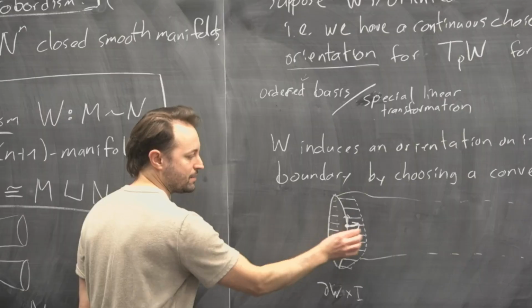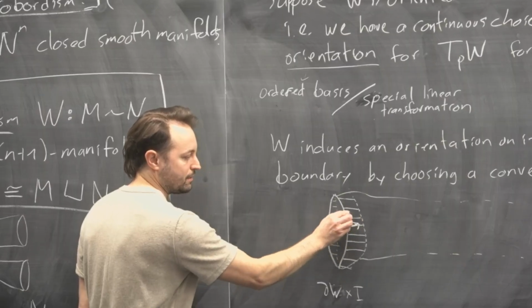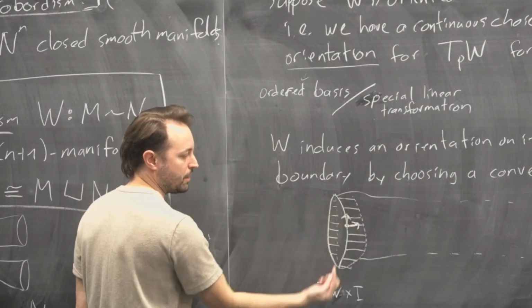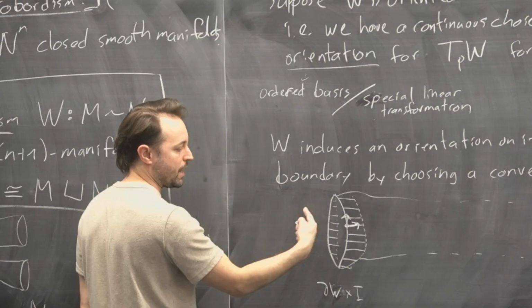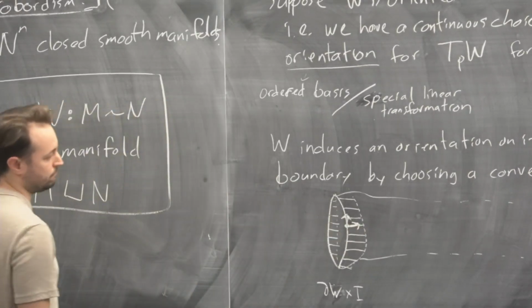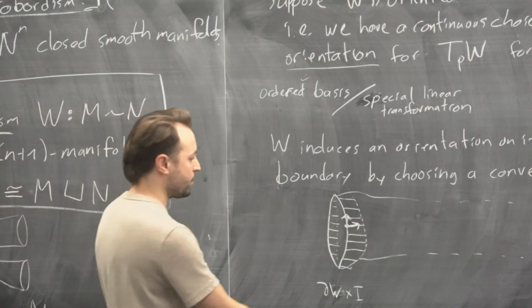how an ordered basis at this point of W gives you an ordered basis for the directions pointing along the boundary. You have to really think about what you want that normal direction to be doing. What is it supposed to tell you?